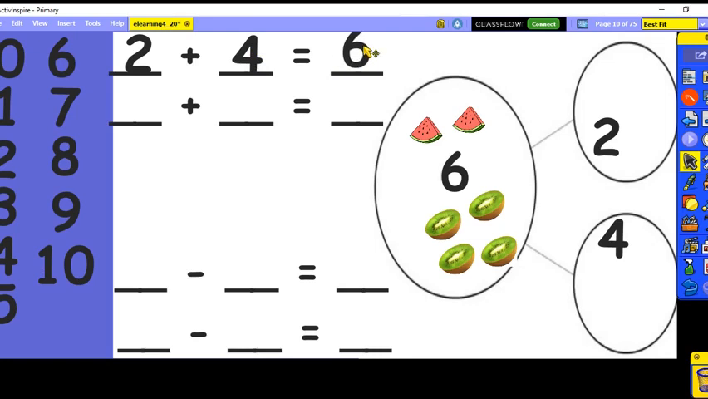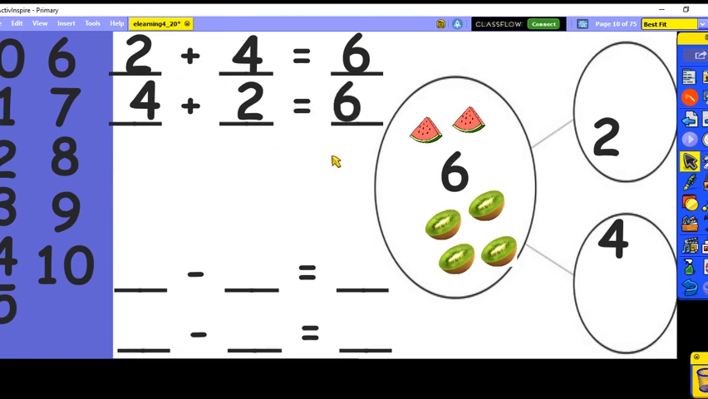Okay, now let's do the related fact. So 2 plus 4 equals 6. Let's change the order of the addends, and this time we'll start with 4 plus 2 equals 6. Now, oh, there it is. So 2 plus 4 equals 6, 4 plus 2 equals 6.